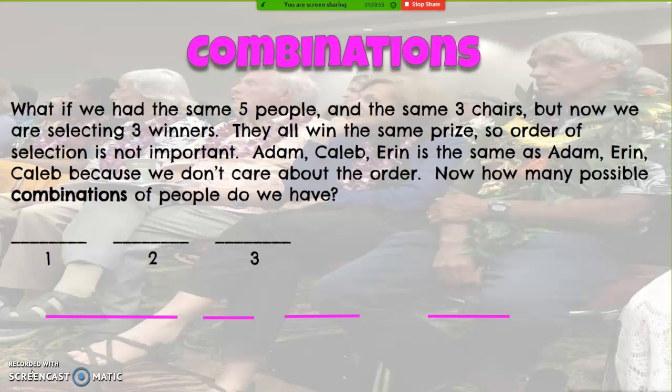Now how many possible combinations do we have? Okay, we have 5 people to choose from, same as before. Second seat, now we have 4 people to choose from, same as before. Third seat, we said all that's the same.